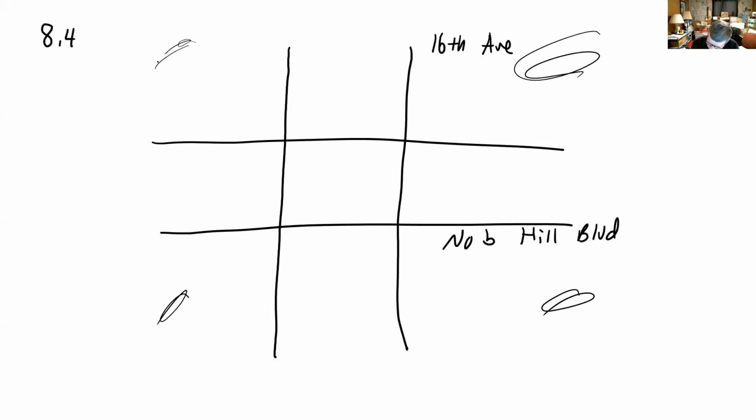So if this is 16th Avenue and Nob Hill Boulevard, what do you call this piece of street? What is that? An intersection. Right, it's the intersection of 16th Avenue and Nob Hill Boulevard. It's the part of the street, or I should say it's the pavement, that is in both streets, and here's the big 50-cent word, simultaneously or at the same time. So this piece of property is part of 16th Avenue, but it's also part of Nob Hill Boulevard. Okay, so it is the intersection of two streets.